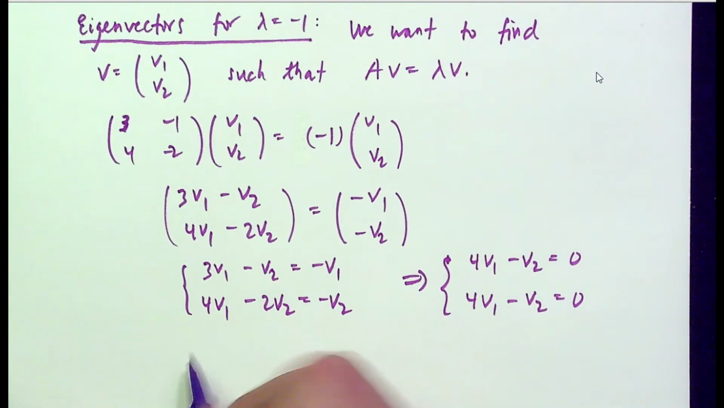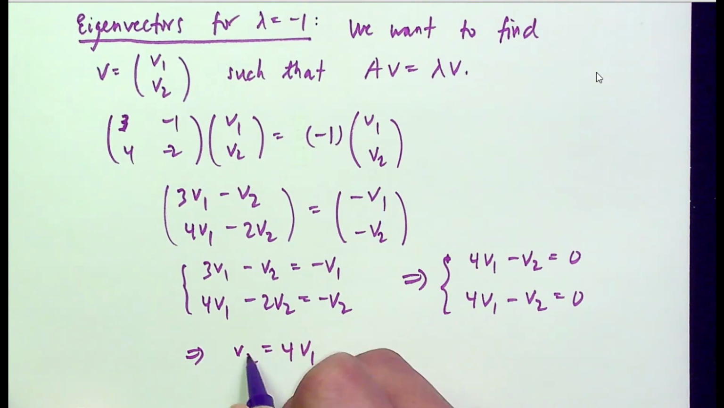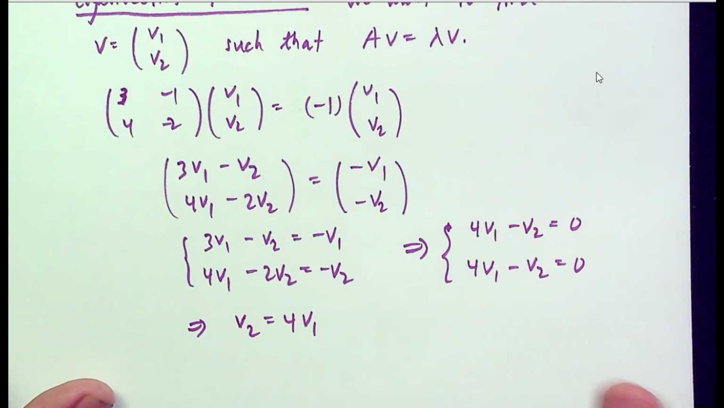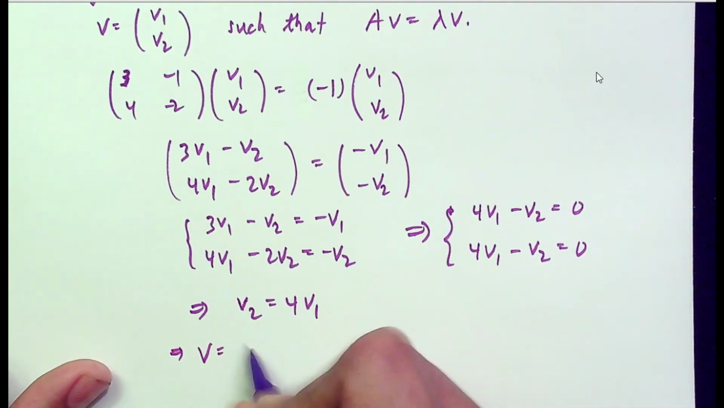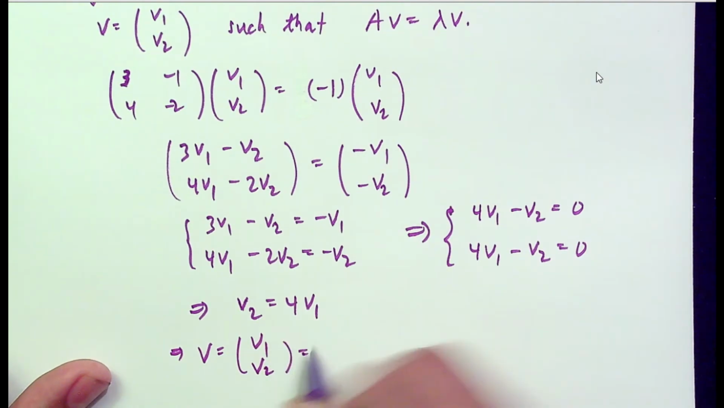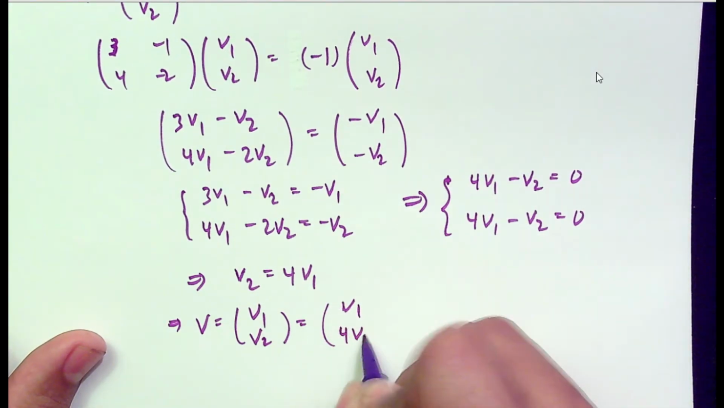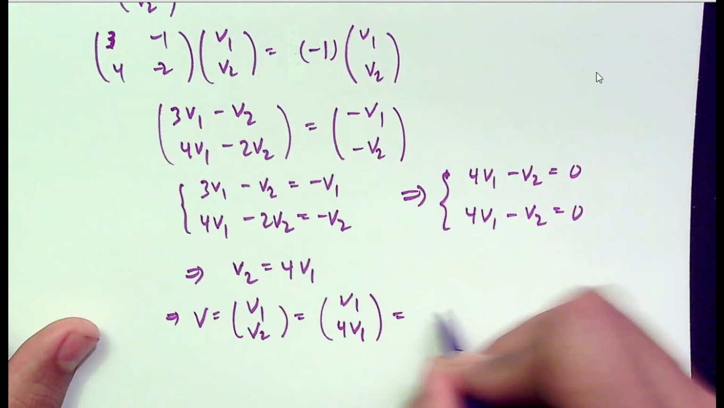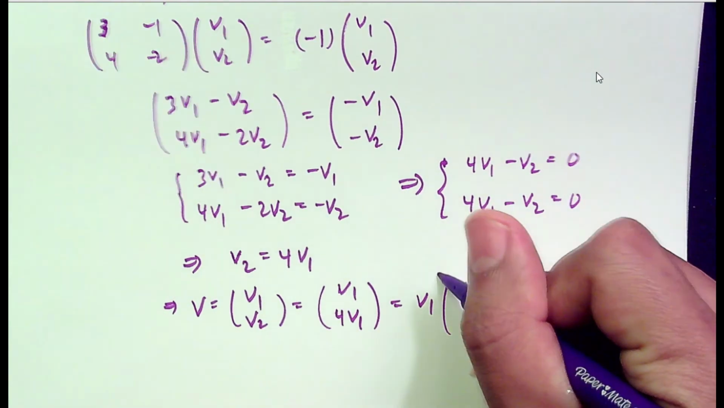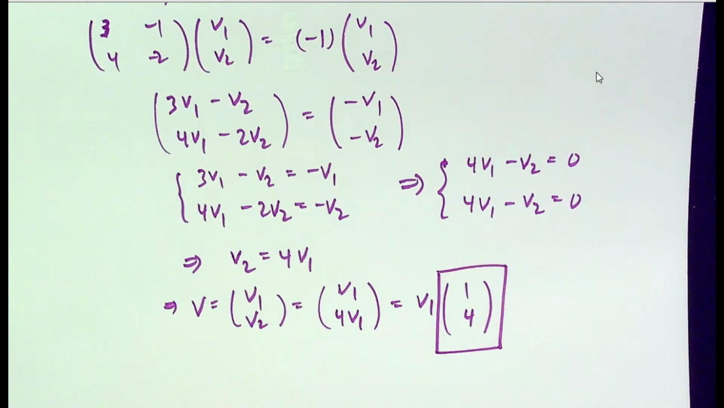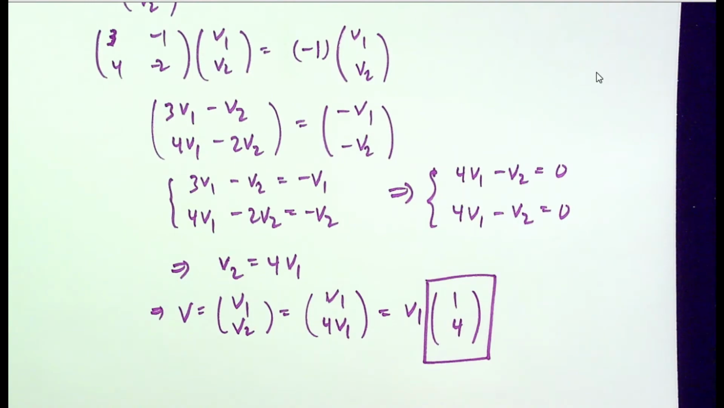So what that means either way is that, moving the v2 to the other side, v2 is 4v1. So then v equals v1, v2, but v2 equals 4v1, and factoring out the v1, you get 1, 4. So 1, 4 could be used as the representative, as the basis for the set of all eigenvectors for that eigenvalue.